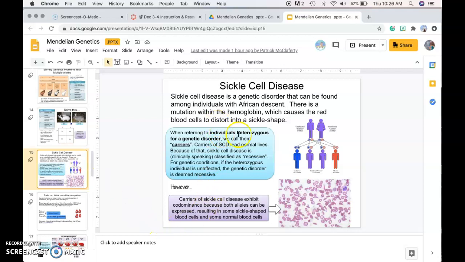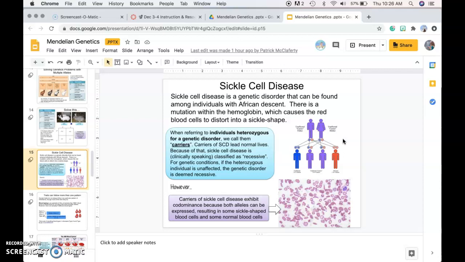When referring to individuals that are heterozygous for a genetic disorder, we call them carriers. So a carrier is going to be somebody with the dominant gene, making sure that that sickness is not expressed, but they do carry that recessive allele, meaning if they were to get together with somebody who also has that recessive allele, then they could potentially have offspring that inherits those two recessive alleles, and the phenotype, the disease, is expressed. So over here we've got mom and dad, and you'll notice that both of them are heterozygous.